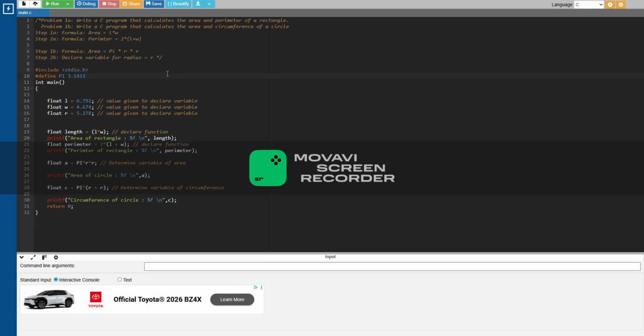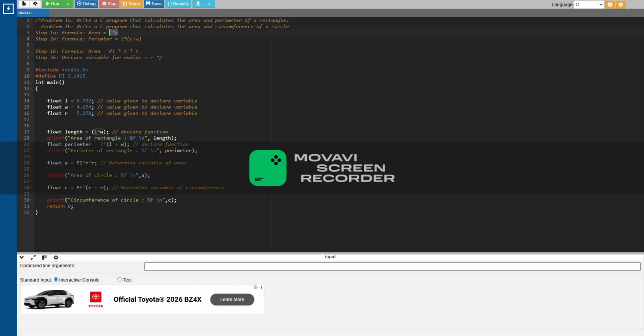Alright, working on problem 1 in the problem set. Problem 1, case A, problem 1, case B. We have two steps we're looking at here. For part 1, we're going to calculate the area and perimeter of a rectangle, and then part 2 is we're going to calculate the area and circumference of a circle.